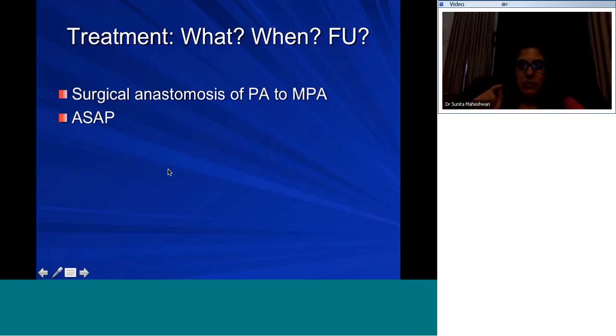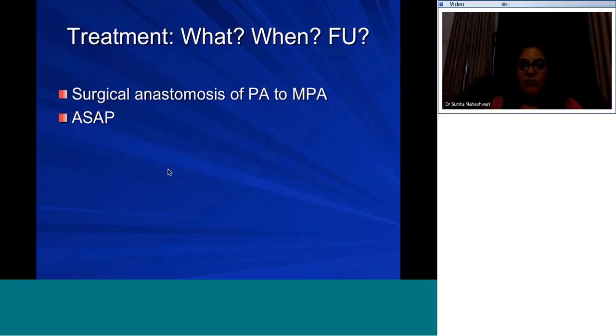Because remember, in a hemi-truncus, nothing is going to get better, right? It's not like the artery is going to improve and somehow get magically closed. So you have to reconnect it. So once you diagnose it, you plan for surgery. There's not much benefit in waiting.